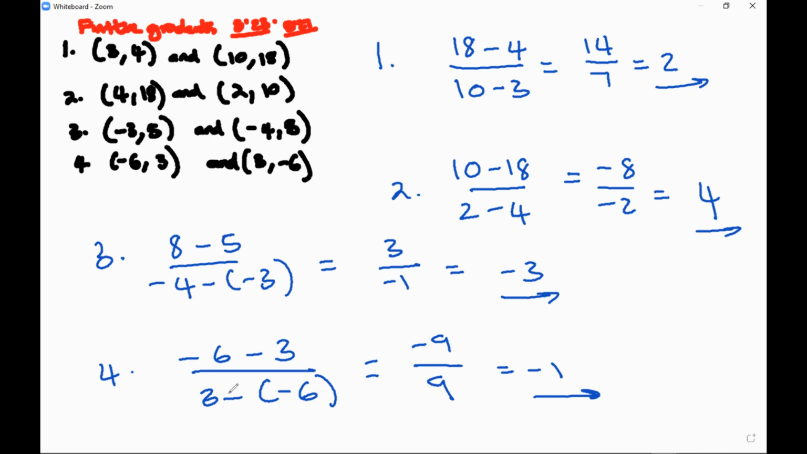This last one here, 3 minus minus 6. You see that minus, and the minus means it becomes a plus. This one as well. Quickly mark that. All right. And then we'll look at rise over run.